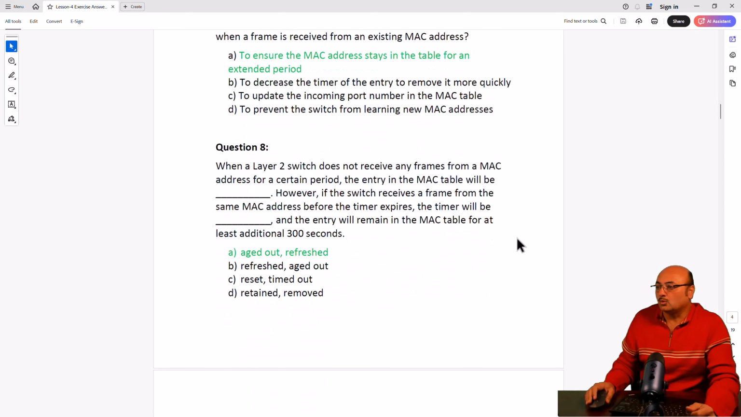Question 8. When a layer 2 switch does not receive any frame from a MAC address for a certain period, the entry in the MAC table will be aged out. However, if the switch receives a frame from the same MAC address before the timer expires, the timer will be refreshed and the entry will remain in the MAC table for at least an additional 300 seconds. So the correct answer is A.